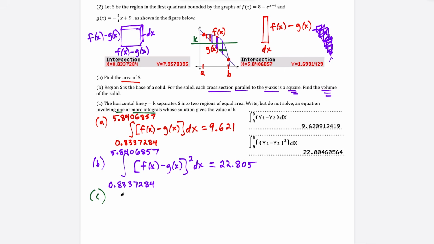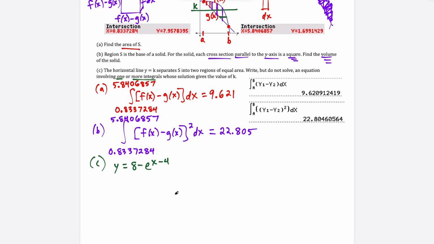So I'm just going to write f of x out in terms of y equals. So we have y equals 8 minus e to the x minus 4 power. So now we just have to do algebra here to solve for y. So what we could do first is just subtract 8 on both sides. We have minus 8 on both sides. And now 8 minus 8 cancels. We have y minus 8 equals negative e to the x minus 4. So now we could just multiply both sides of this equation by negative 1.